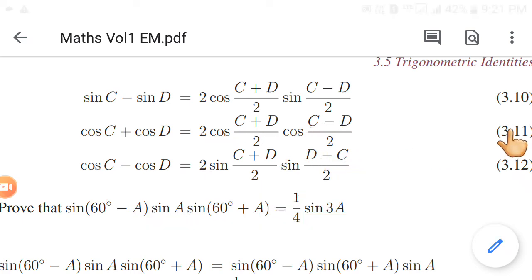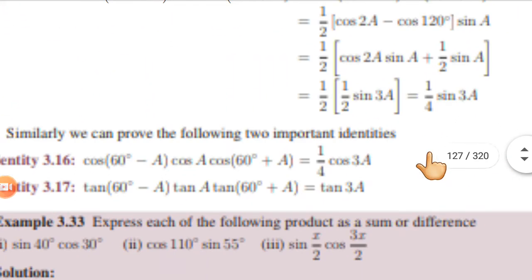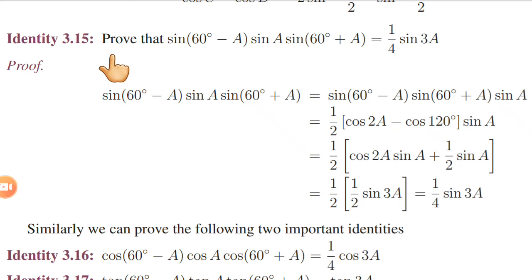Okay, children. And identity 3.15 அது நான் தனியாக நான் வீடியோ லெசன் சென்ட் பண்ணியிருக்கேன், அதை பாருங்க. ஓகே, and so similarly identity 3.15ல prove that sin of 60 minus a into sin a into sin of 60 plus a is equal to 1 by 4 sin 3a.